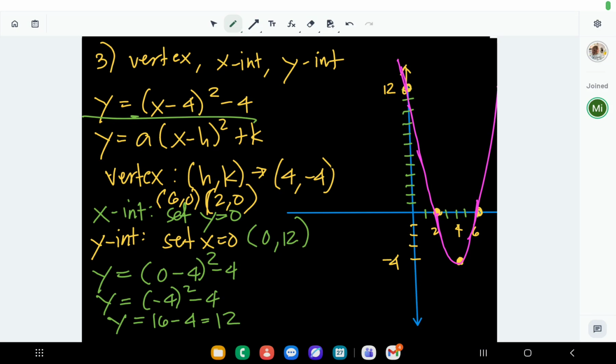So on that problem, we got the vertex, x-intercepts, and y-intercepts, and then we were able to graph it. So that's how you graph it.